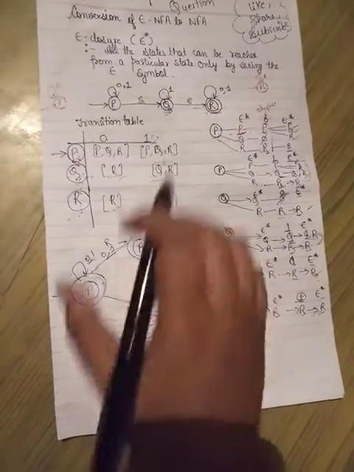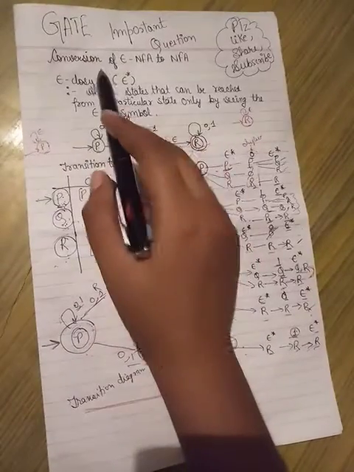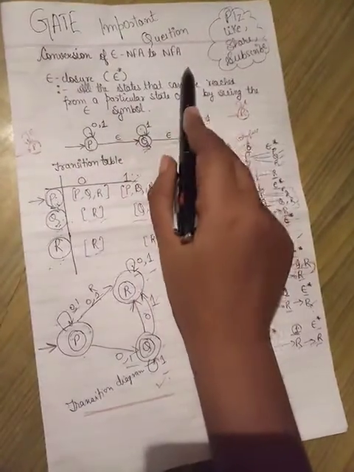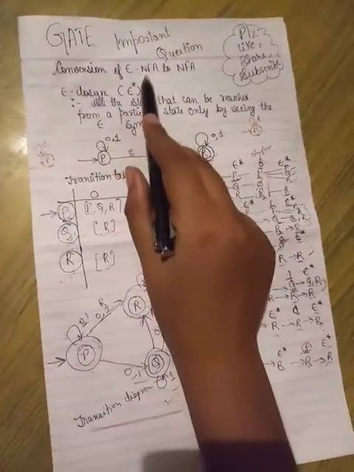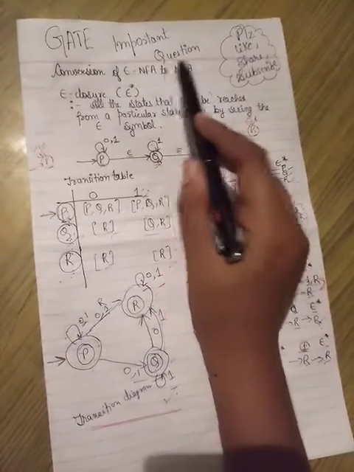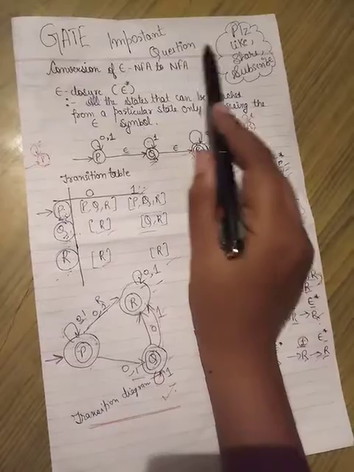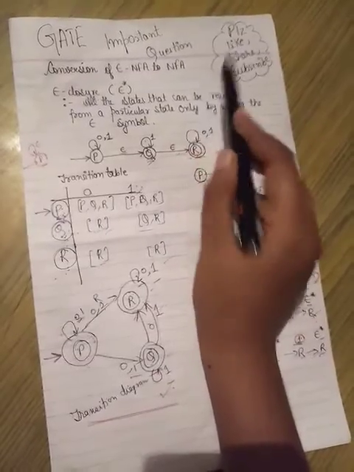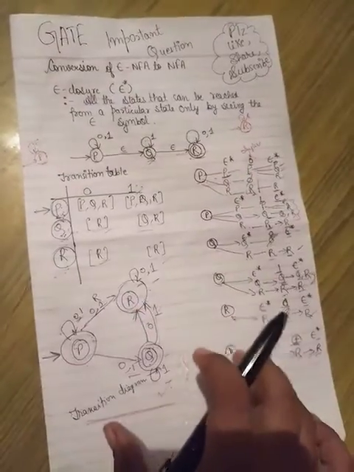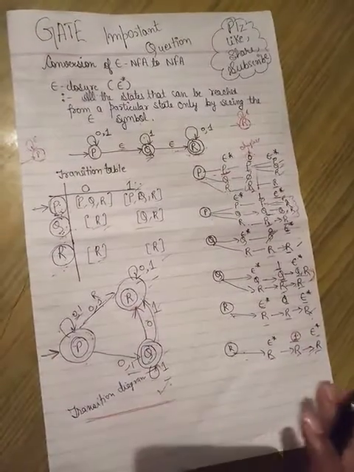So this is the possible transition table or diagram for this given problem, in which we have to do the conversion of the epsilon NFA to the NFA, which means non-deterministic finite automaton with epsilon moves to the non-deterministic automaton. And this is the whole example I have taken, and I hope it's clear to you.